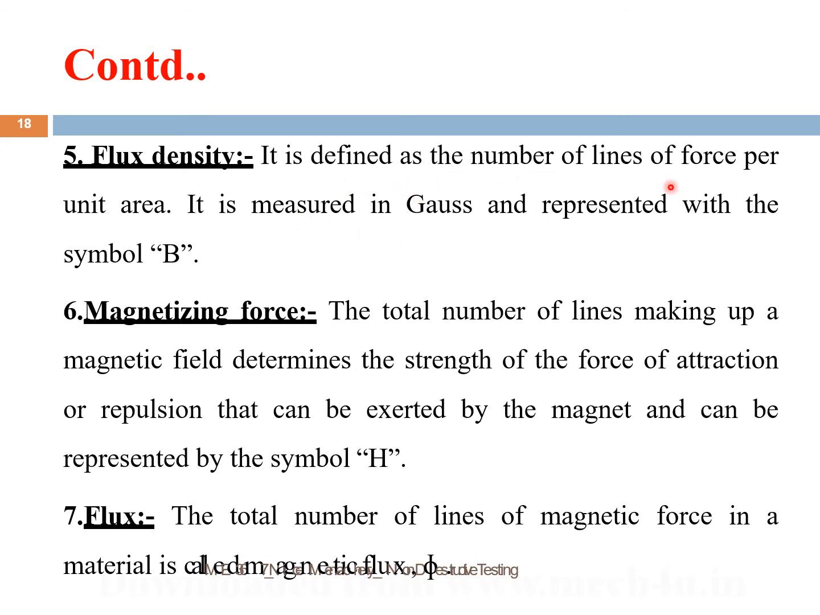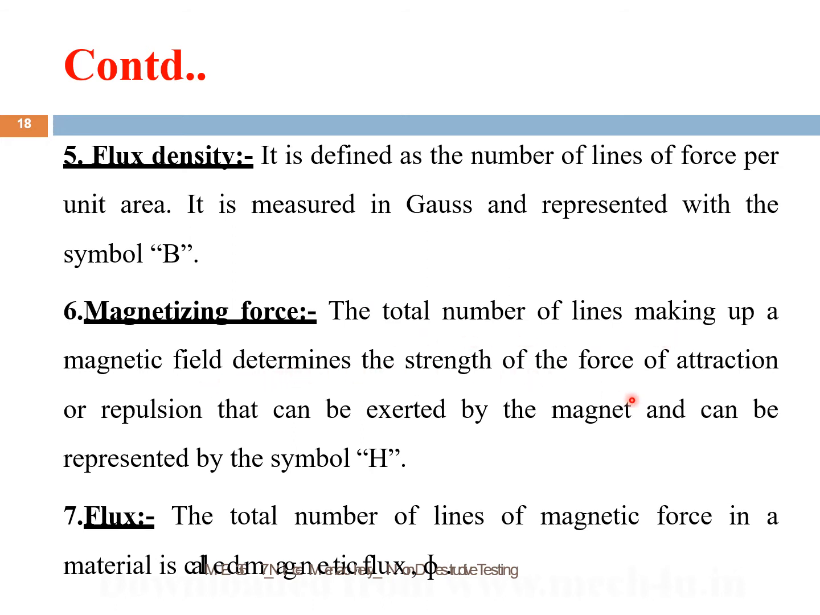Flux density is also defined as the number of lines of force per unit area. It is measured in Gauss and is represented by the symbol B. Flux density represents the magnetic field developed by the material. The magnetizing force is technically defined as the total number of lines making up a magnetic field.